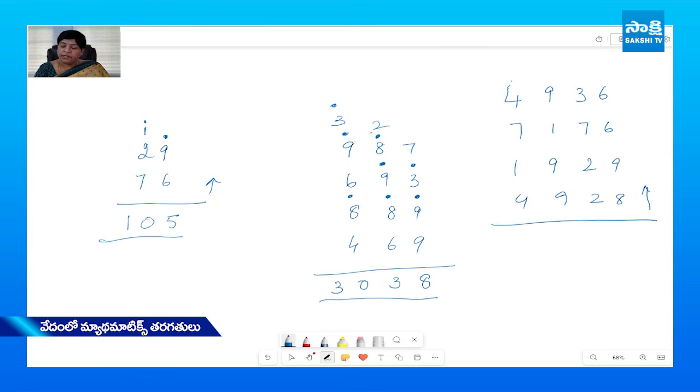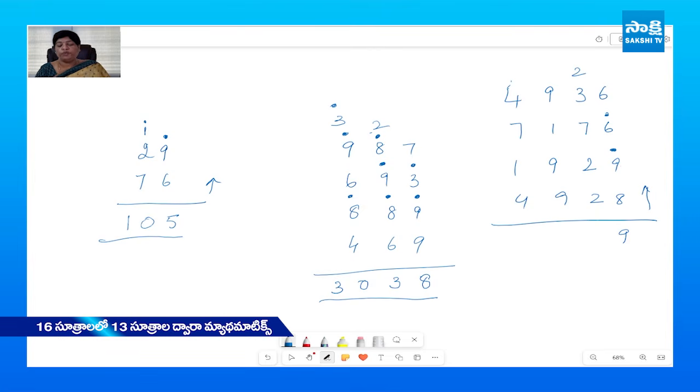8 plus 9 is 17, so I represent it as 1 dot plus 7. So I place a dot right on top of 9. So 7 plus 6 is 13, so dot plus 3. 3 plus 6 is 9. So I place a 9 in my answer. 2 dots, so there's a carry of 2.